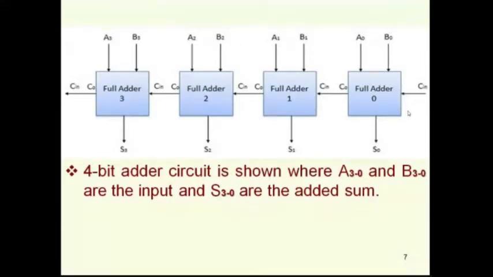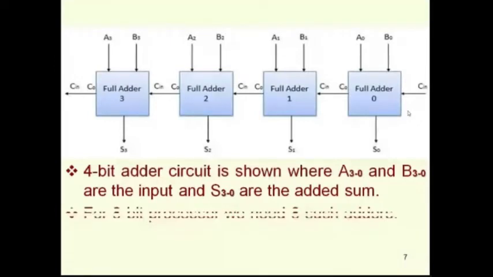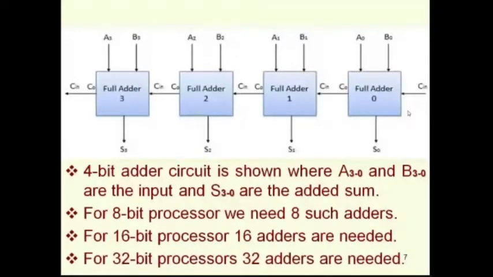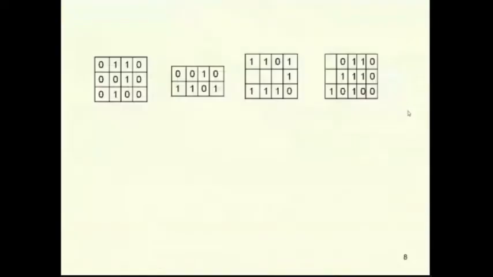So for an 8-bit processor, we need 8 such adders. For a 16-bit processor, we need 16 such adders. And for a 32-bit processor, 32 adders are needed. Beautiful, right? So this is a 4-bit adder. Now you can see addition is over. Now let us try to do the subtraction.